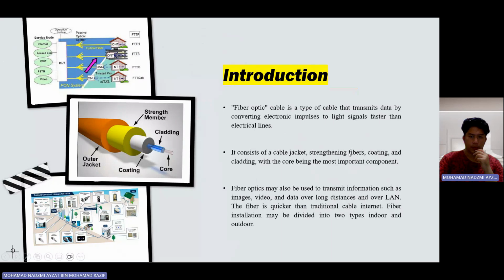For introduction, fiber optic cable is a type of cable that transmits data by converting electronic impulses to light signals faster than electrical lines. It consists of cable jackets, strengthening fiber, coating, and cabling. With the core being the most important component, fiber optic may also be used to transmit information such as image, video, and data over long distance and over land. The fiber optic is quicker than traditional cable internet. Fiber optic installation may be divided into two types, indoor and outdoor.